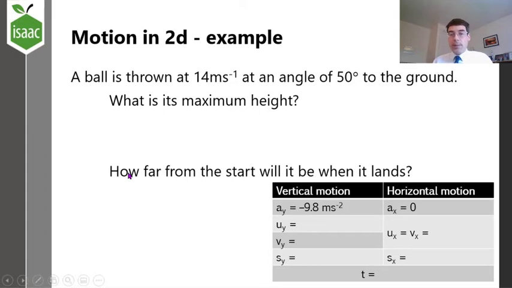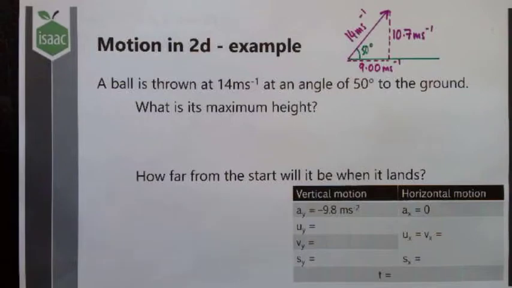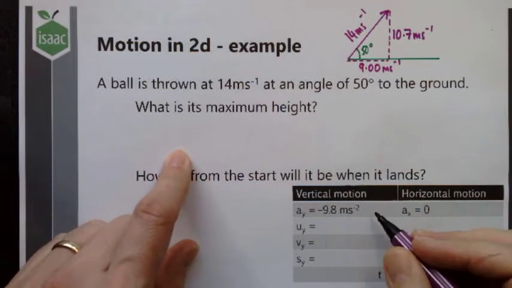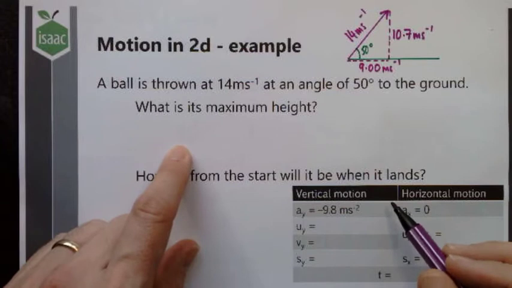Of course, you can pause the video and do it yourself if you like, but we will be working this one through together. It's a ball that's thrown at this speed at an angle of 50 degrees to the ground, and we'll work out the maximum height and the landing point. Let us work this question through. The first thing we have to do is work out the maximum height reached by the ball. And let's fill in this grid.